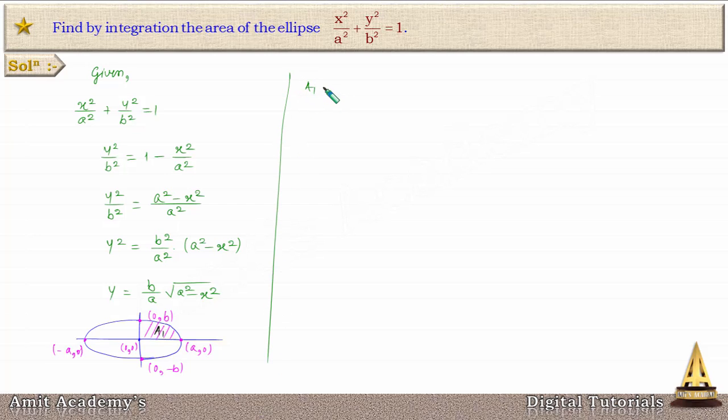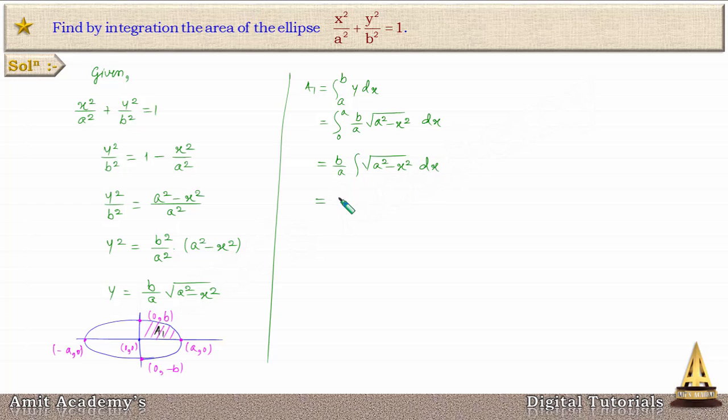The formula for a1 is equal to integration from a to b of y dx. So it is equal to integration where the lower limit is 0 and the upper limit is a, and y is b upon a under root a square minus x square. So here it is b upon a under root a square minus x square dx. Also this b by a is constant, so it gets written outside the integration. So I'll get b by a integration of under root a square minus x square dx.